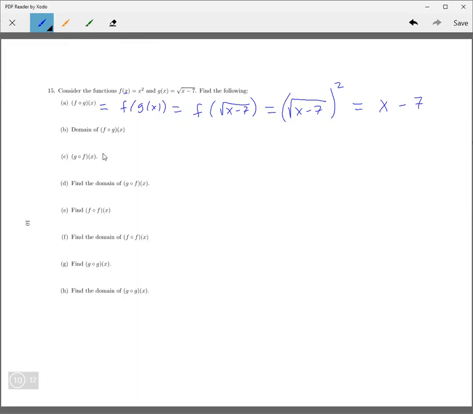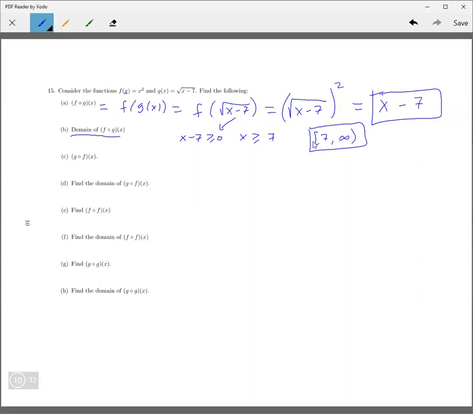The domain of this expression, if you just look at it by itself, is everything, all real numbers. However, this is a composition of f and g, and the inner function g, you have to be able to plug into here first. So you need x minus 7 to be greater than or equal to 0. So x greater than or equal to 7, which is 7 to infinity, is the domain.